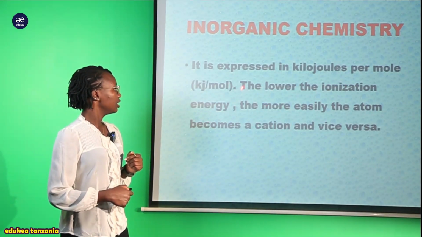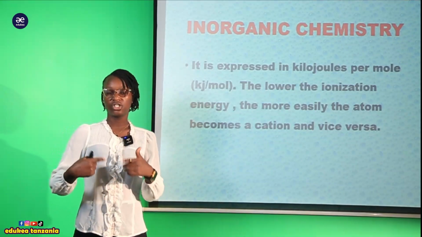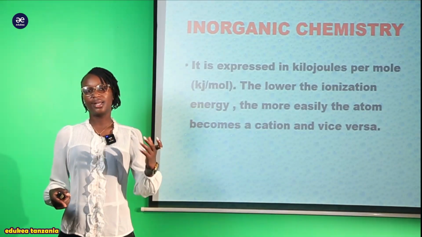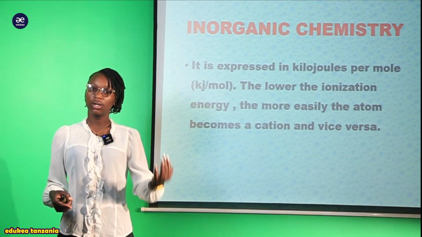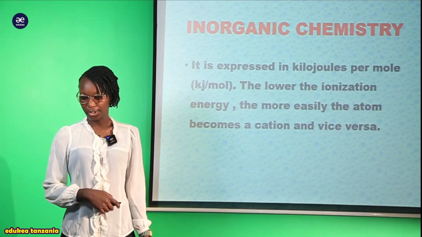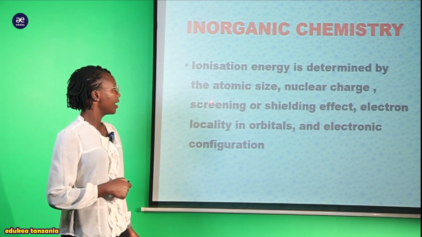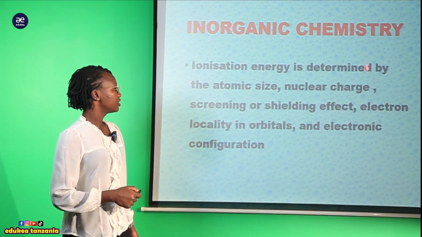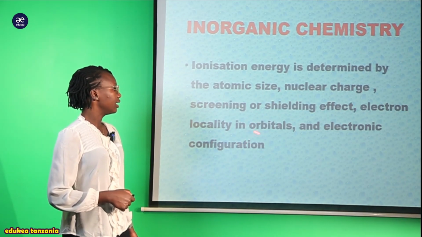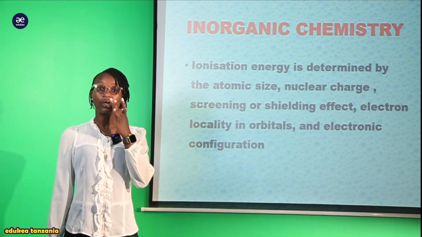The lower the ionization energy, the more easily the atom becomes a cation and vice versa. Kwamba ile ionization energy inapokuwa ndogo ndivyo the more cations are formed, and if it is higher or vice versa, the cation will be difficult to be formed. So ionization energy is determined by the atomic size, nuclear charge, screening or shielding effect, electron locality in orbitals and electronic configuration. Sasa hapa tunakuja kupata new concepts.